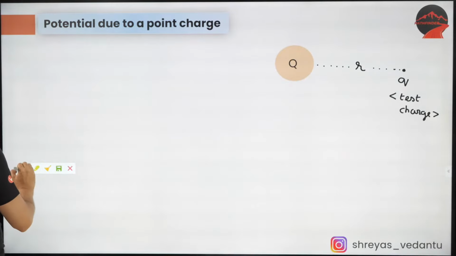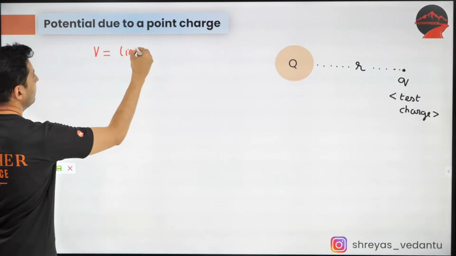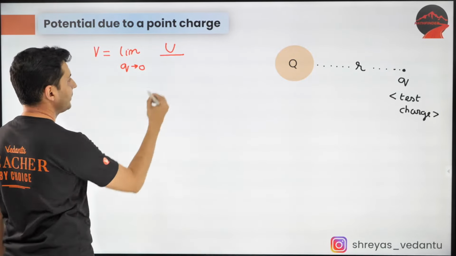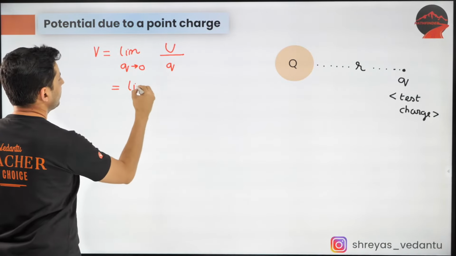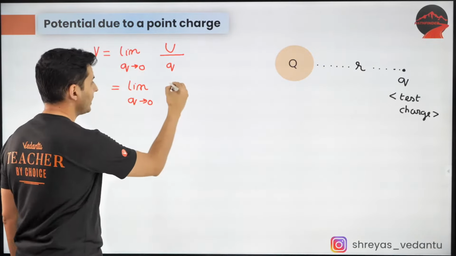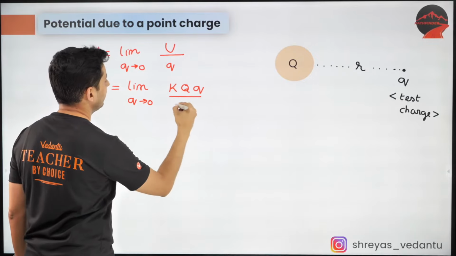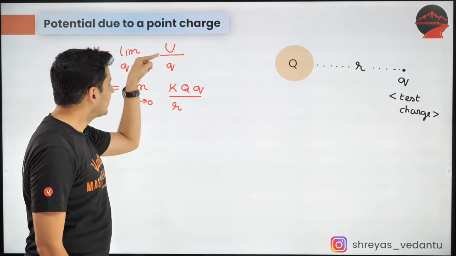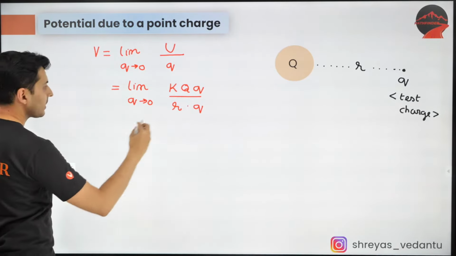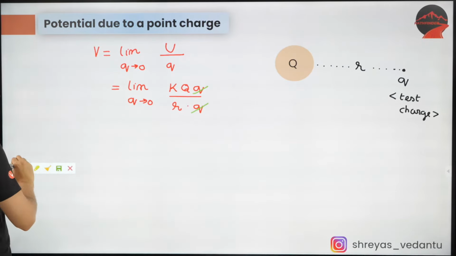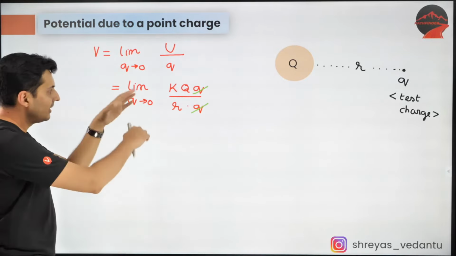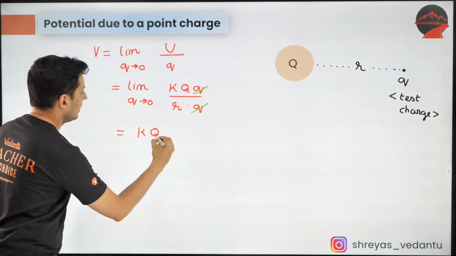The potential due to a point charge at a distance r will be given by, start with the definition. What is the definition of potential? It is limit q tends to 0, U divided by q. Now, what is the formula for U? What is the potential energy formula between two charges? We just saw that it was k q1 q2 divided by r. That was the formula for U. But it has been divided by small q again. So put that small q over here. Now you can see this q and this q get cancelled. And you are taking the limit of small q, but small q is not at all present over here. So when it is not present, the answer will be just kQ by r.